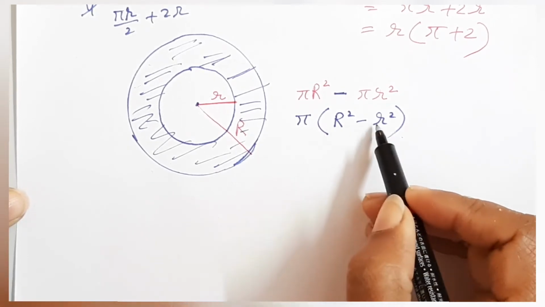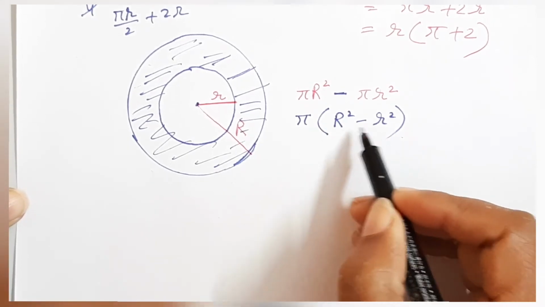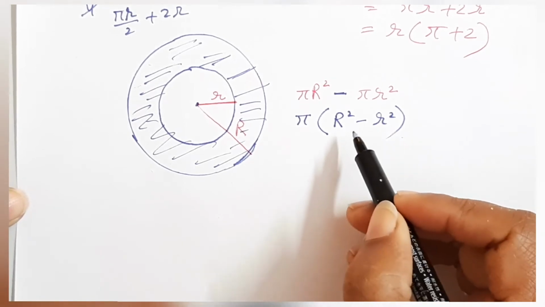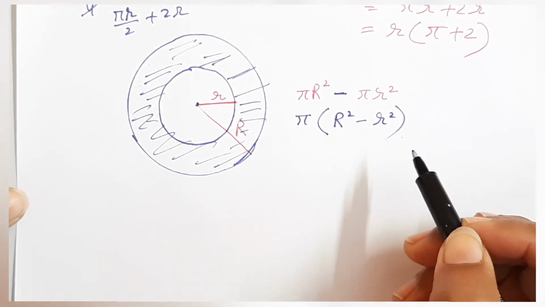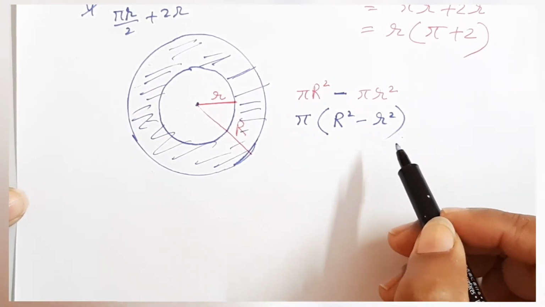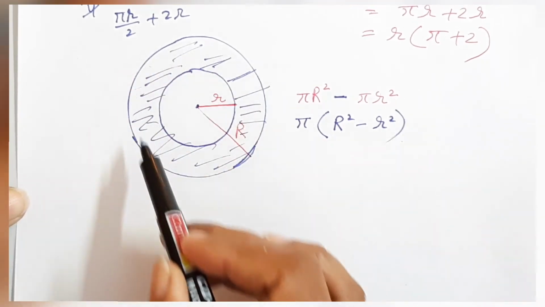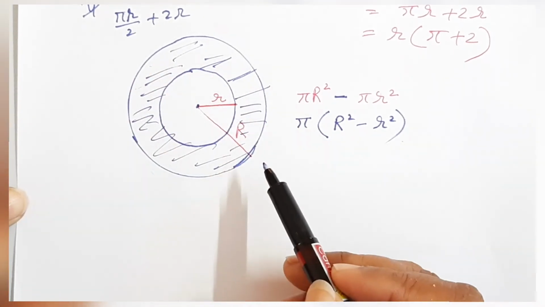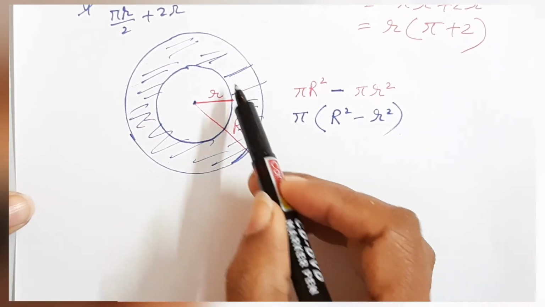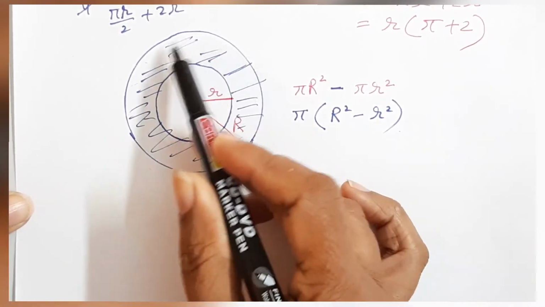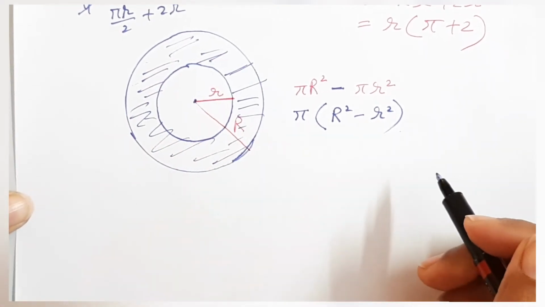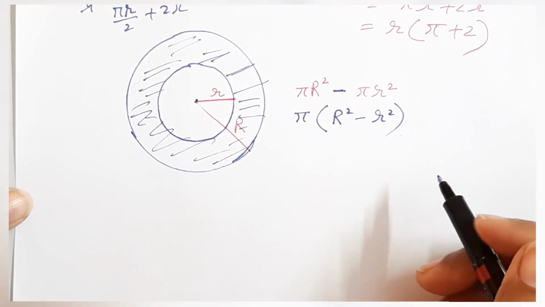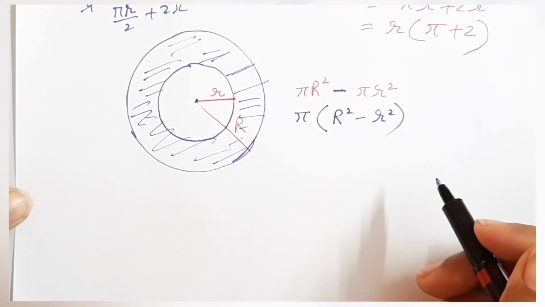It is not necessary that you take small r and capital R. You can take any terms. We can take x and y also. Right? So this is how we can find the area of a ring or area of a shaded portion, that is outer circle minus inner circle. I hope it is clear to everyone now.